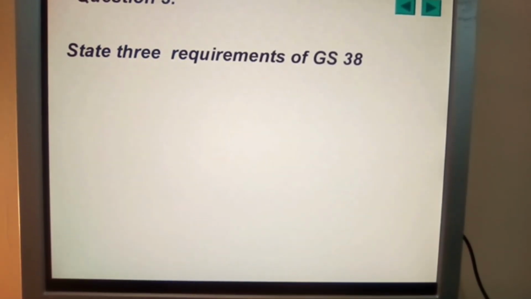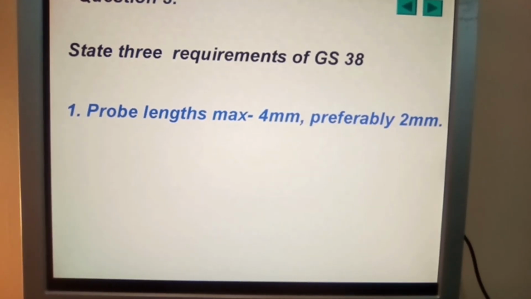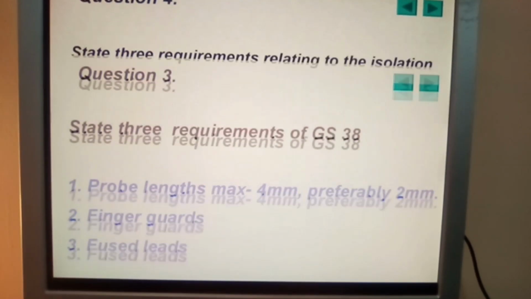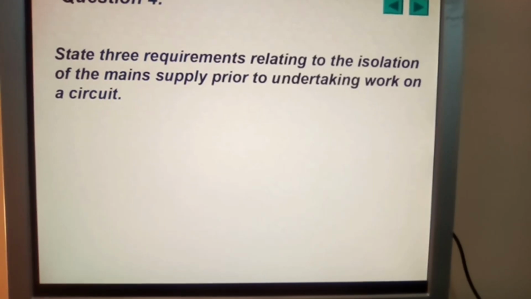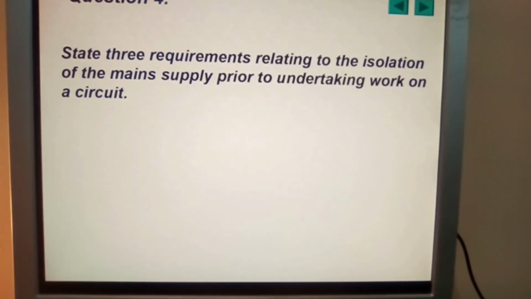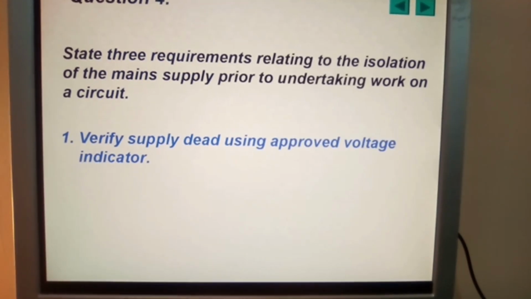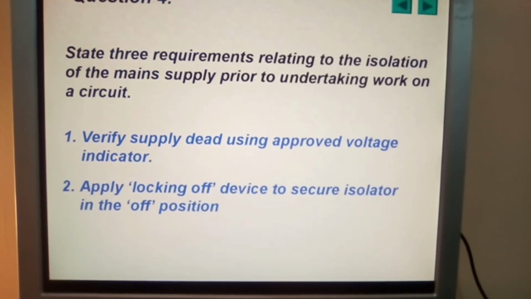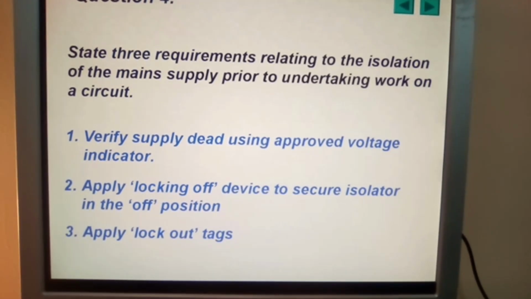Safety requirements of GS38, okay? Probe length max 4 mm, preferably 2 mm. Finger guards, fused leads. State the requirements relating to the isolation of the main supply prior to undertaking work on a circuit. Verify supply dead using a proving voltage indicator. Apply a locking off device to secure the isolator in the off position. Apply lockout tags.